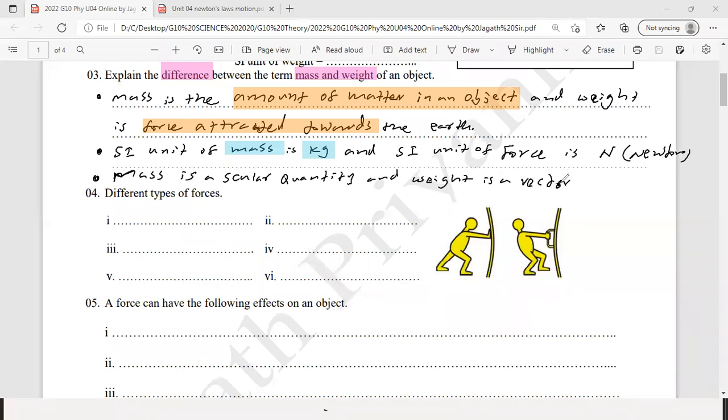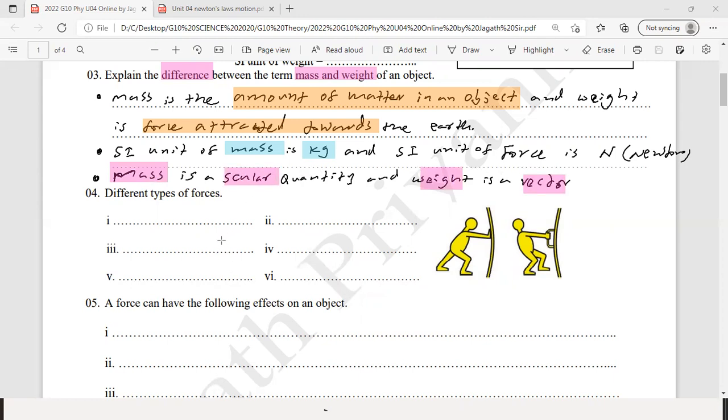Why is it a vector? Because weight has a direction. Both have magnitude. Mass also you can measure as a definite value. So weight also you can express using a value because both have magnitude, but no direction for the mass, but weight has a direction. Right, highlight this word. This is vector, weight highlight, vector highlight, mass highlight, scalar highlight. Right.